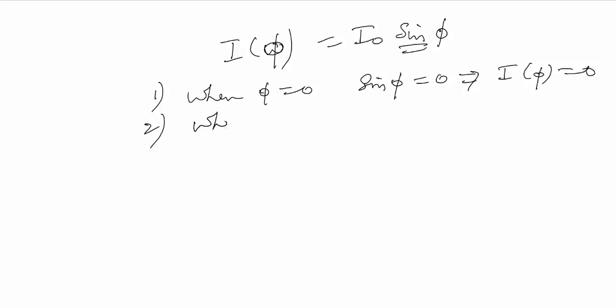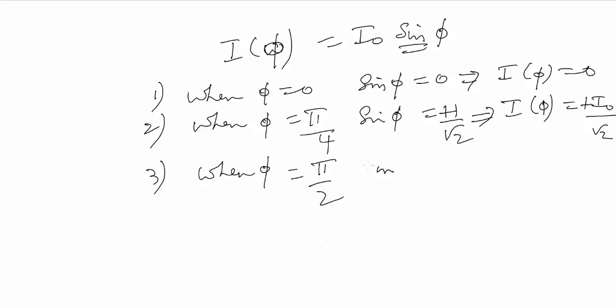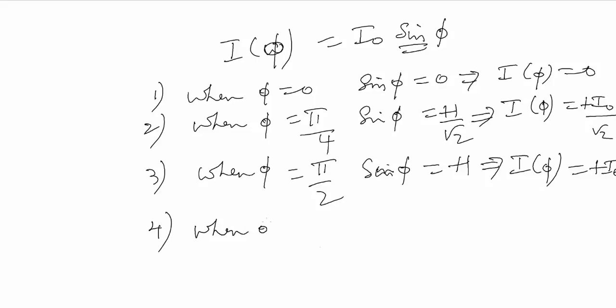Then when phi equals pi by 4, sin phi will be equal to 1 by root 2, which implies I at phi will be equal to plus I naught by root 2. The third case, when phi equals pi by 4 plus another pi by 4, which is pi by 2, in that case sin phi becomes plus 1, more than 1 by root 2. So I as a function of phi will be equal to plus I naught. Then the fourth one, when phi equals pi by 2 plus another pi by 4, which is 3 pi by 4.